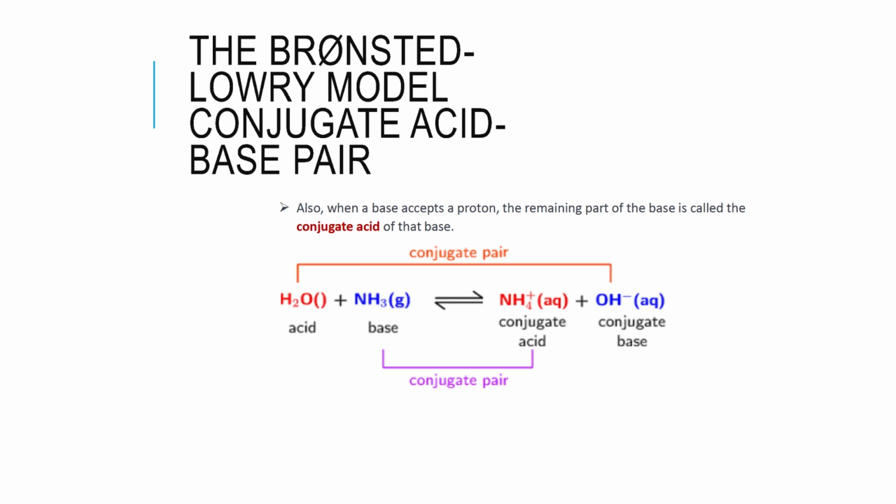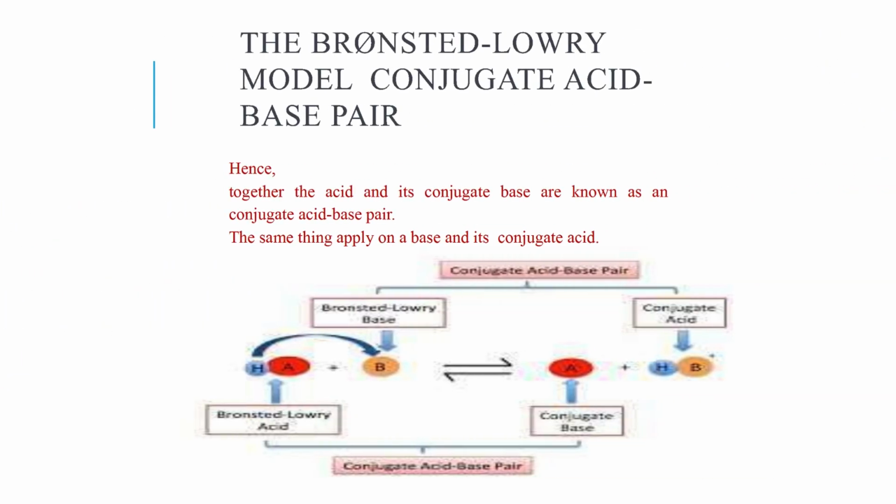For example, in the reaction of water and ammonia, H2O liquid plus NH3 gas yields NH4+ aqueous and OH- aqueous. Here, water acts as the acid, ammonia as the base, NH4+ is the conjugate acid, and OH- is the conjugate base. These form two conjugate acid-base pairs. So, to summarize this idea, together the acid and its conjugate base are known as a conjugate acid-base pair.